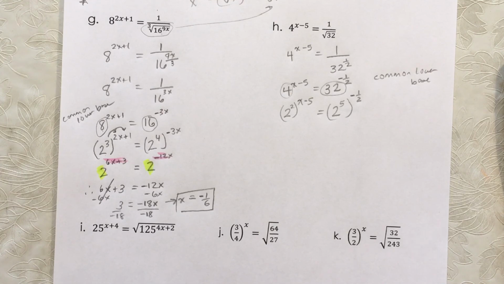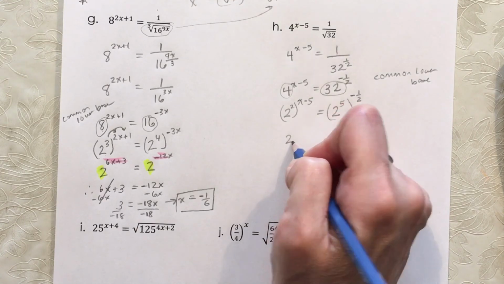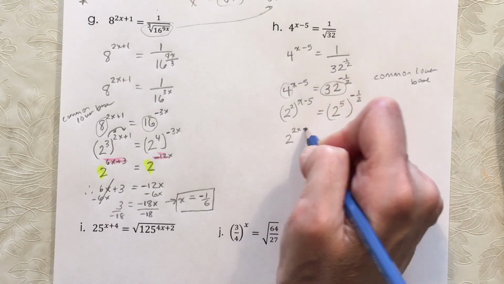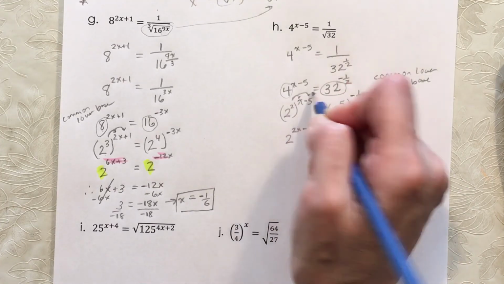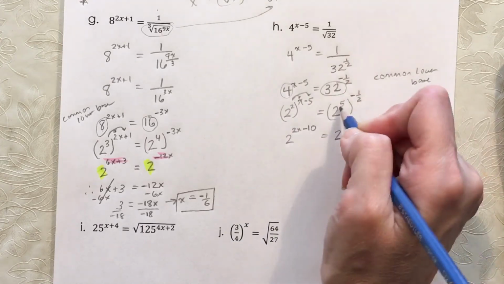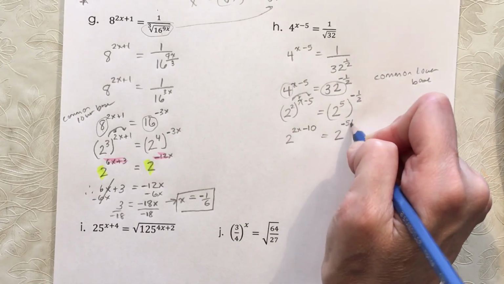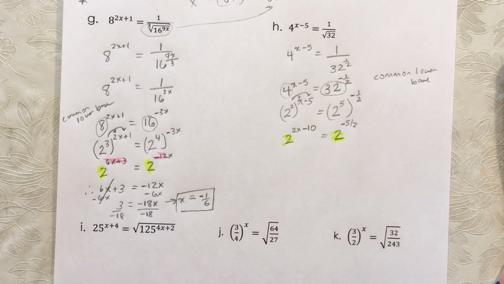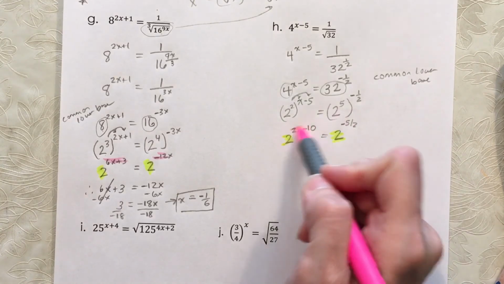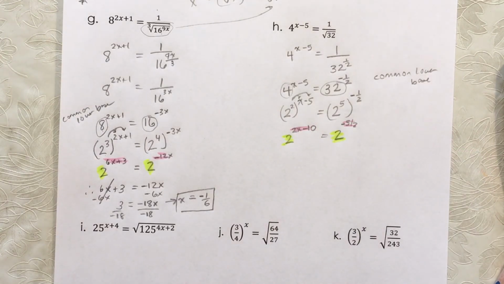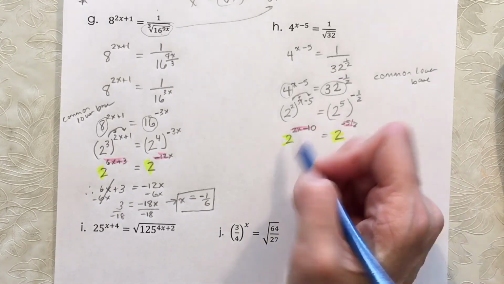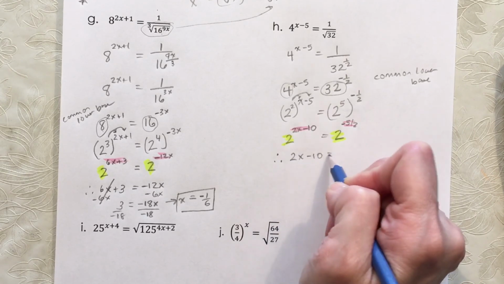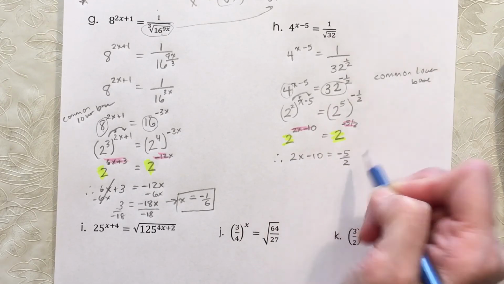Then we want to do our power of a power on each side. So we want to keep the base and multiply the exponent. So 2 multiplied by x minus 5 is 2x minus 10. Be careful. So that distributes. And 5 times negative 1/2 is negative 5 over 2. So now we've got it to where the bases are the same on both sides. And the exponents have to be equal. If the bases are the same, the exponents have to be the same. So therefore 2x minus 10 must be equal to negative 5 over 2.